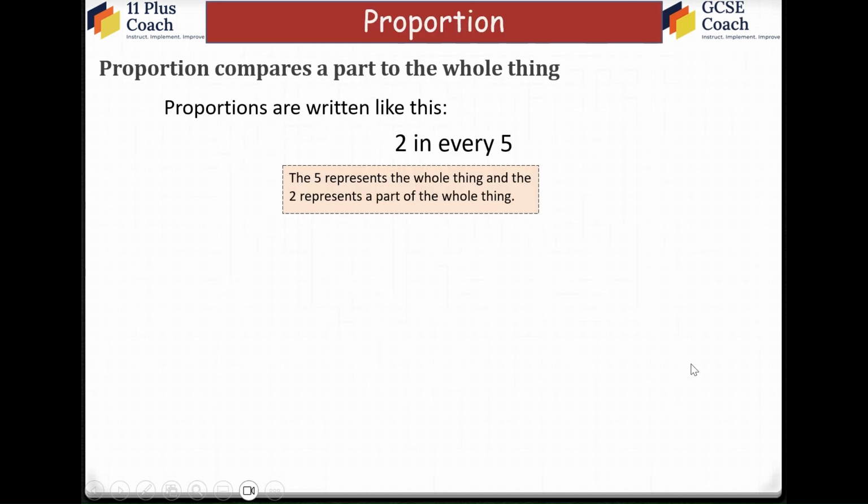In this video, we're looking at proportion. So, what is proportion? Proportion compares a part to the whole thing. Proportions are written like this: 2 in every 5, for example.